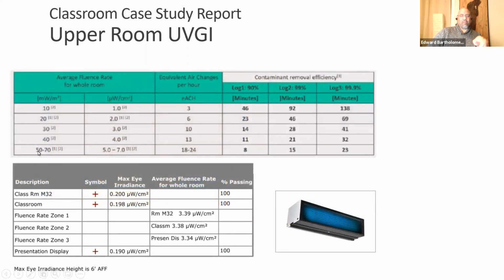The units themselves, and here's some more readings, are looking at how much time it would take and how many equivalent air exchanges they provide by utilizing these units. So if you look at log 1, 46 minutes, log 2, a little longer, and so on. Getting to a log 3, 99.9%, takes longer, and it also tells you the equivalent microwatts per meter squared and watts per meter squared that you actually need for the fluence rate in order to achieve that logarithmic degree of deactivation for infection.